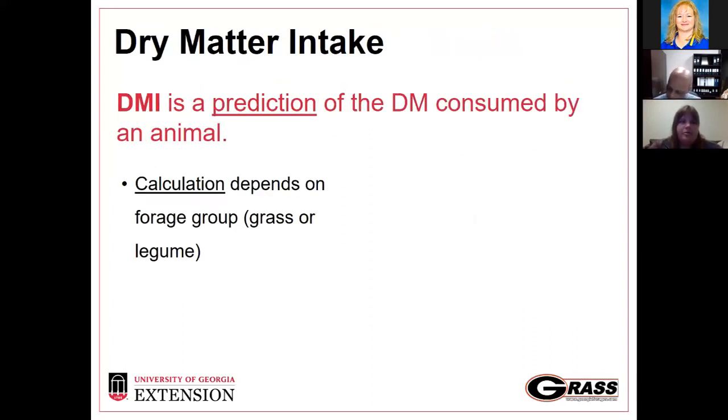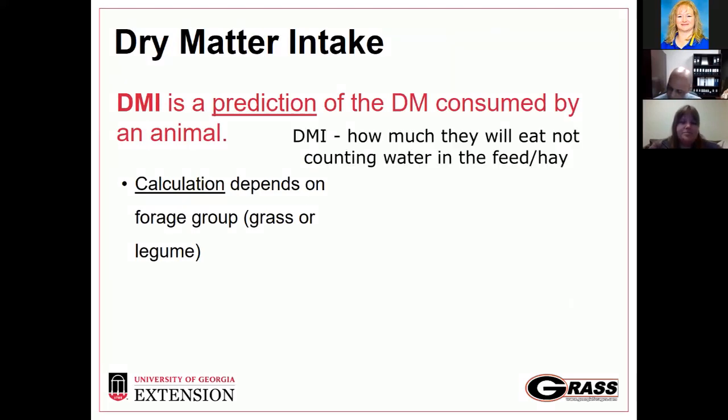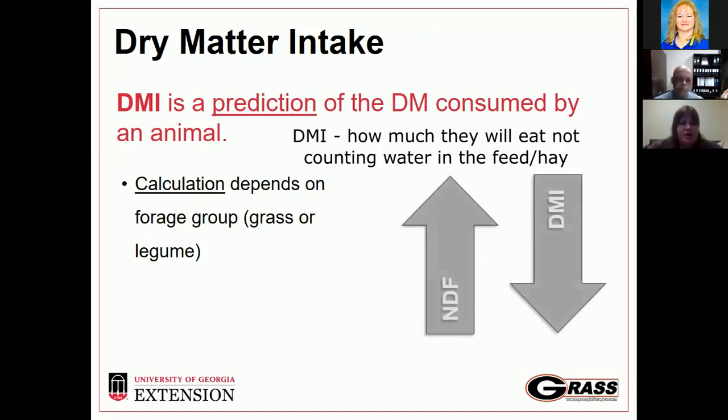Another one that you'll see on the report is dry matter intake. So this is predicting the amount of dry matter that's consumed by the animal. The calculation, again, depends on the forage group. These calculations are a little more straightforward. Many tend to be NDF based, and so as NDF goes up, our dry matter intake is coming down.